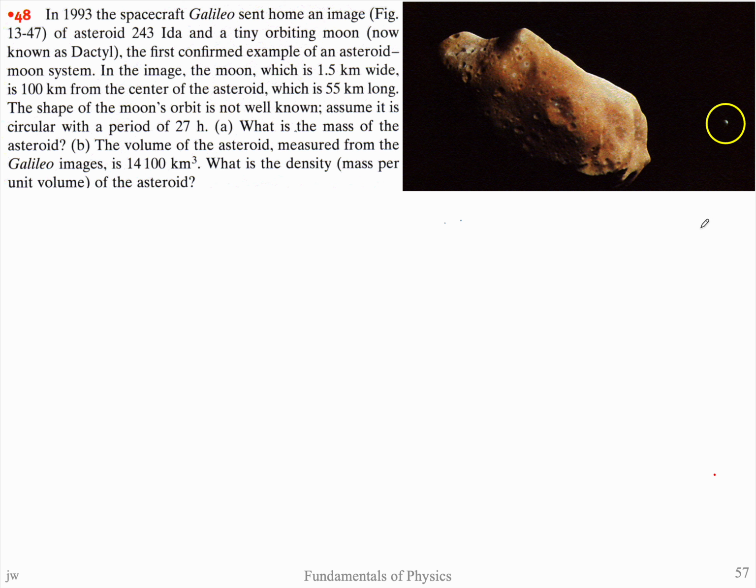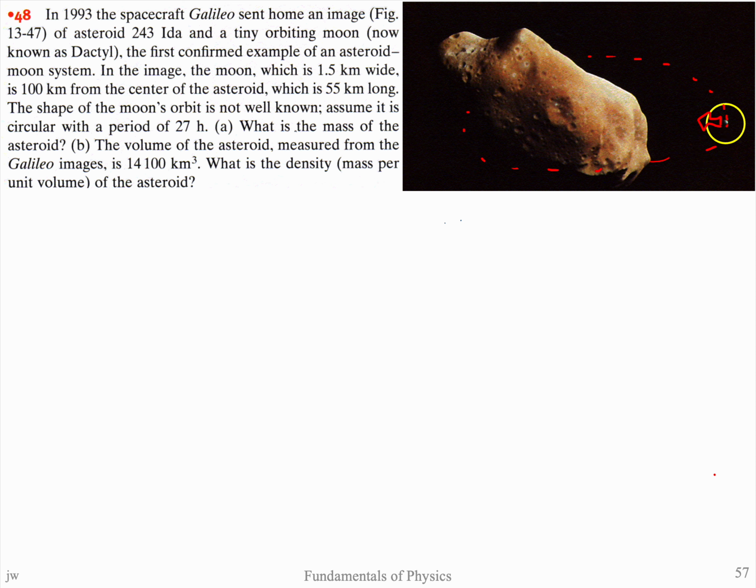Number 48, we've got this image from the spacecraft Galileo. In it, we've got a large asteroid, sort of shaped like a potato, and circled in yellow there is a small asteroid, another asteroid that's actually in orbit around this one. What's going on here? Well, this little small rock is stuck in a gravitational orbit around this larger asteroid. Again, kind of an interesting situation.